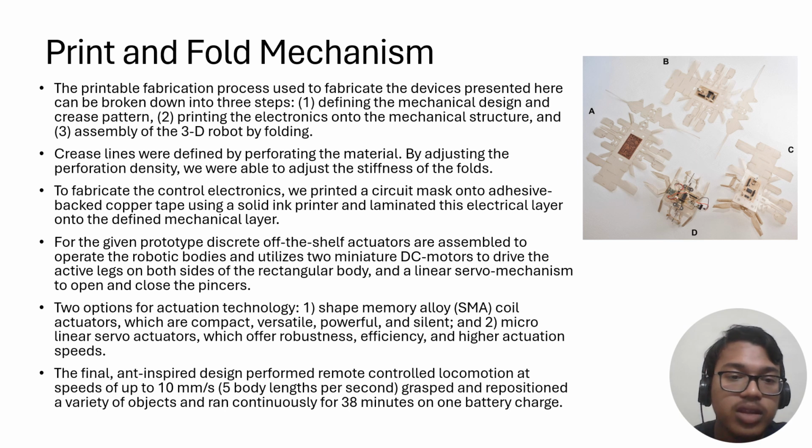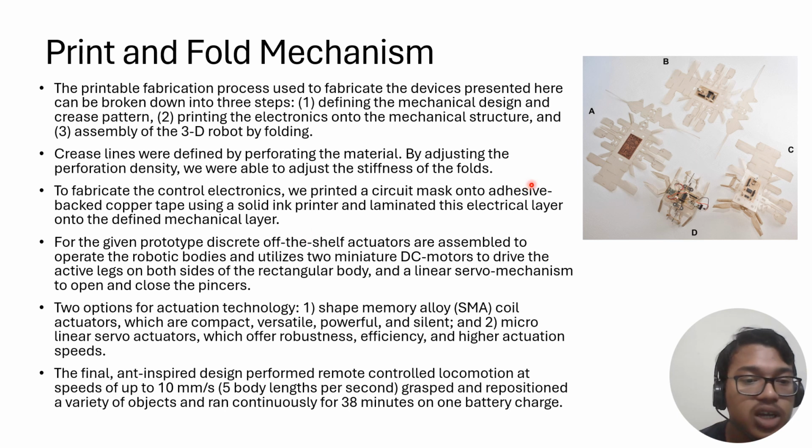The printable fabrication process for the devices shown here can be broken down into three simple steps. The first is defining the mechanical design and the crease pattern in the 2D structure. The second is printing the electronics onto the mechanical structure, and the third is the assembly of the 3D robots by folding. For the first step, the crease lines were defined by perforating the material. By adjusting the perforation density, we were able to adjust the stiffness of the folds.